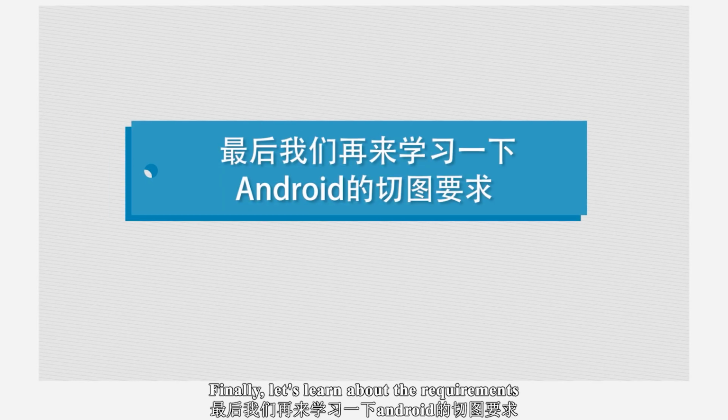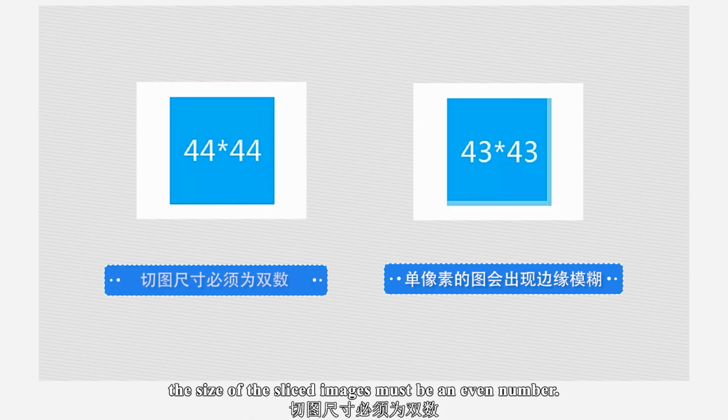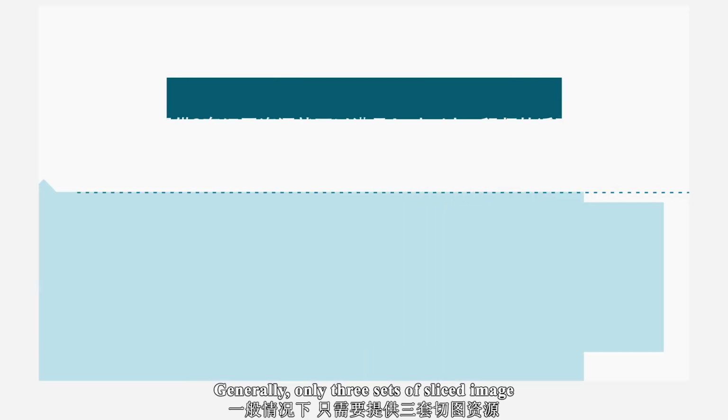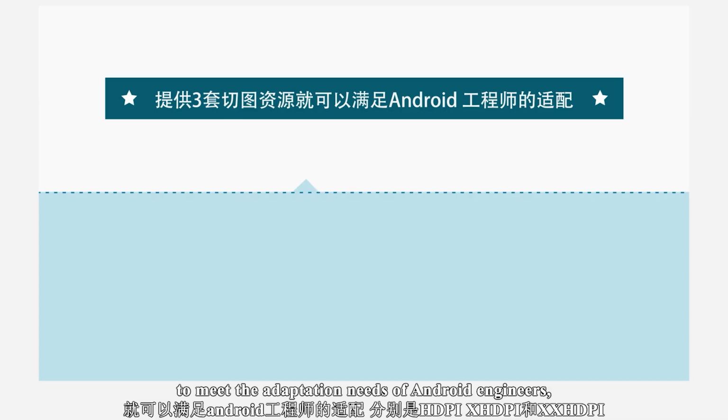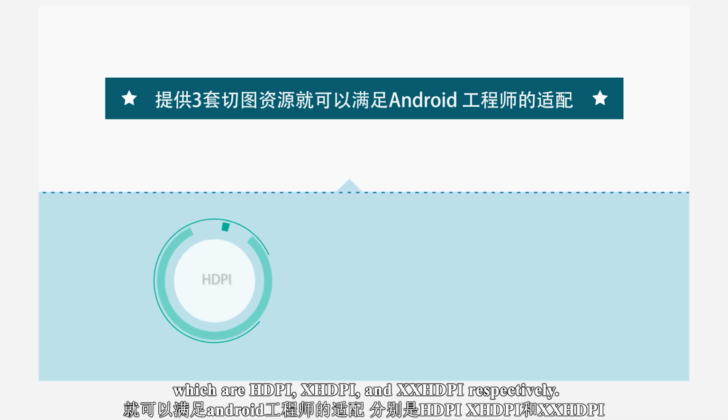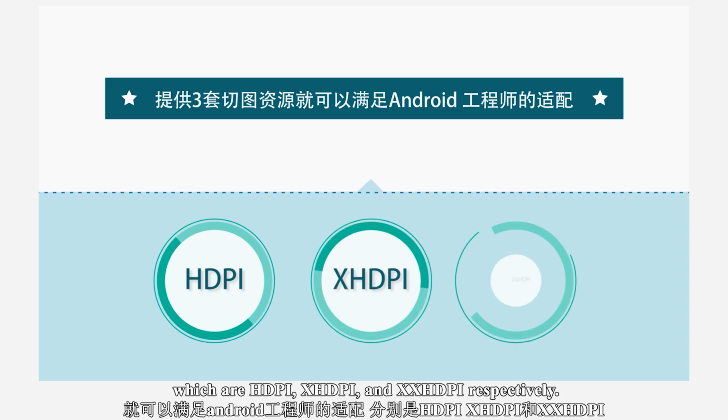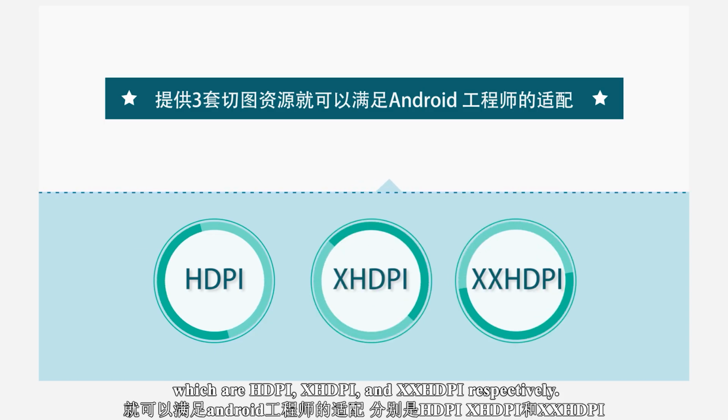Finally, let's learn about the requirements for sliced images of Android. Since single-pixel images will have blurry edges, the size of the sliced images must be an even number. Generally, only 3 sets of sliced image resources need to be provided to meet the adaptation needs of Android engineers, which are HDPI, XHDPI, and XXHDPI respectively.